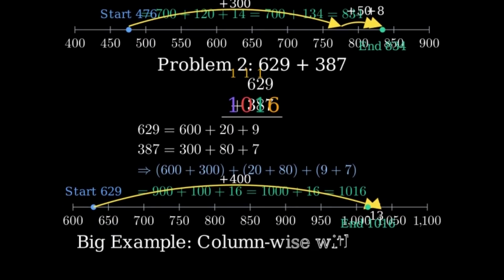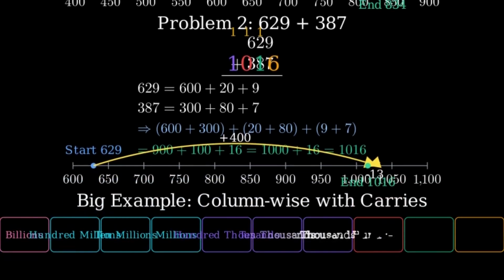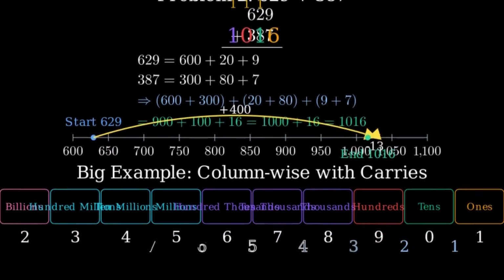Now, let us wrap up with a more difficult example that uses the full place value table from ones to billions. We will add 2,345,678,901 and 987,654,321. We will add column by column, showing how carries ripple to the next place.